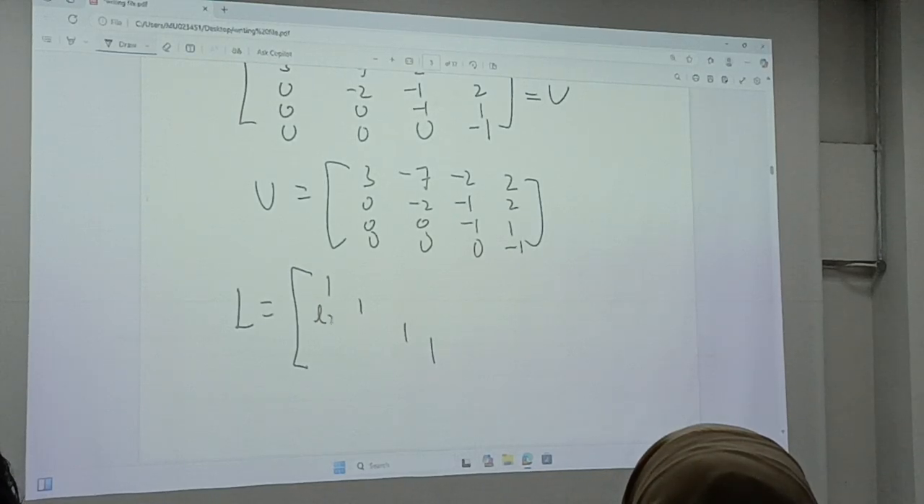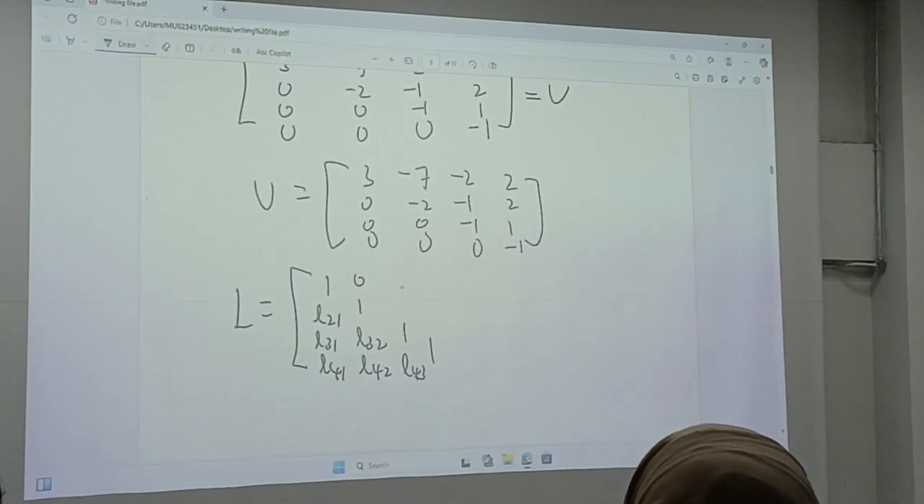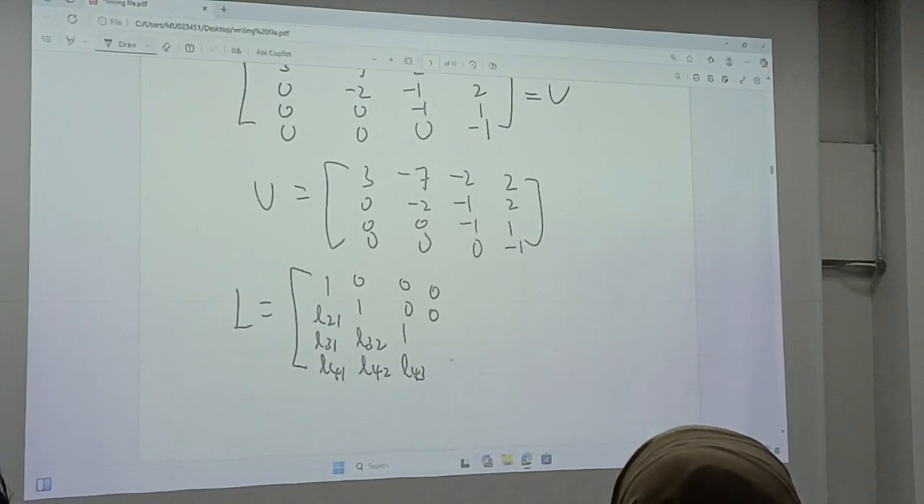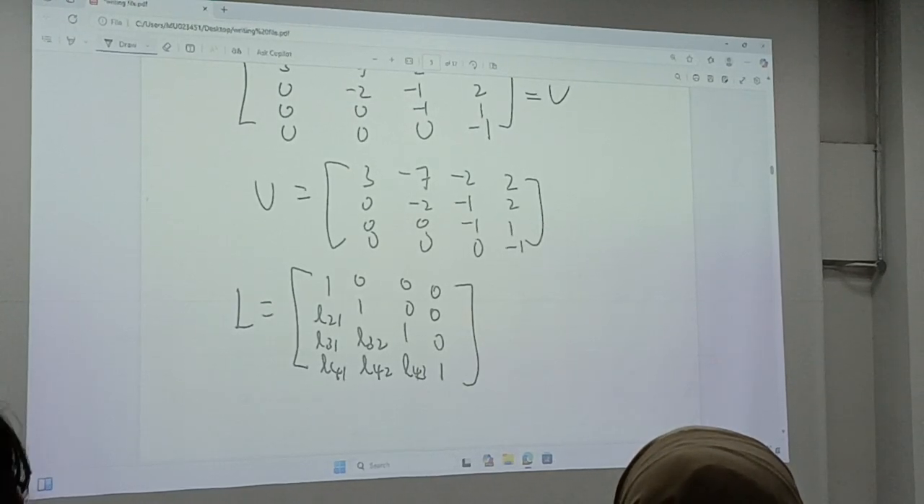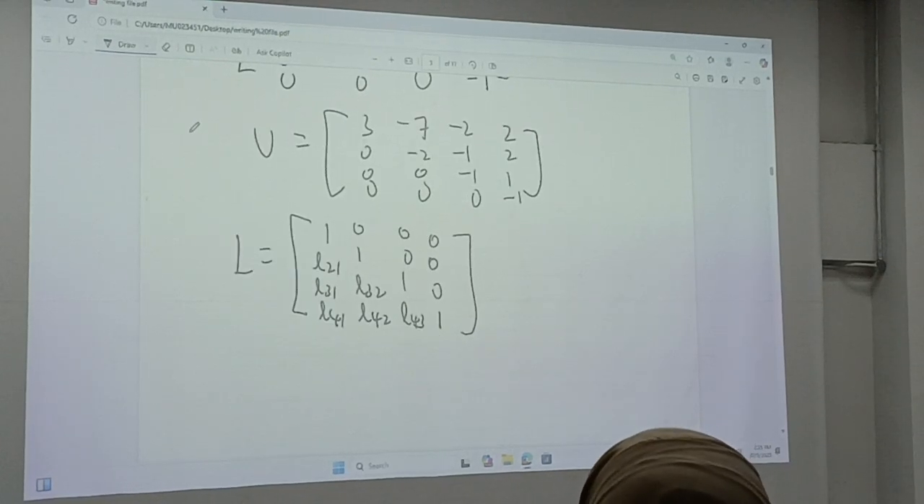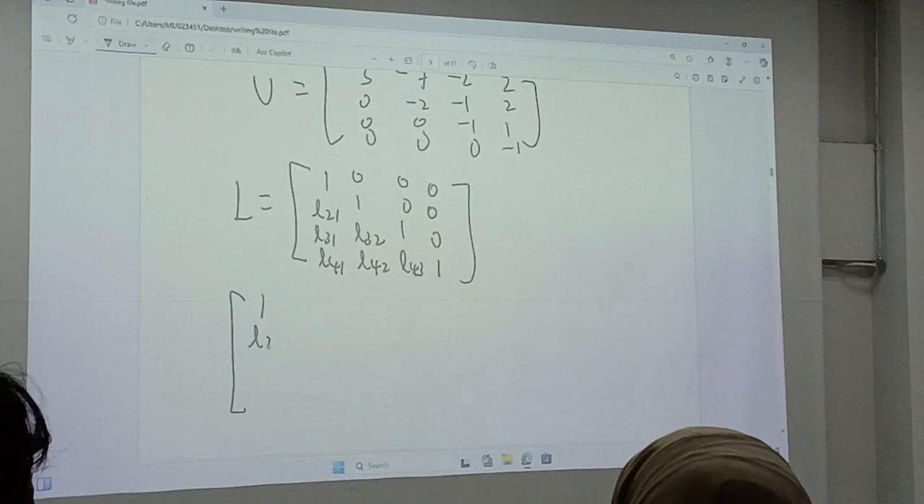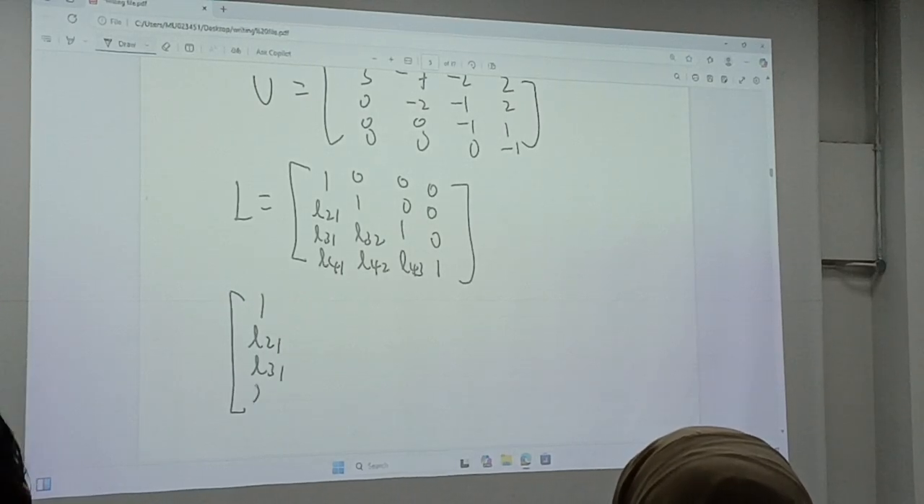Diagonal elements are always 1. So it will be L21, L31, L32, L41, L42, L43. Oh, and then let me correct the alignment. Okay. So again, we also do it column by column. Start with the first column. But this one is much easier.